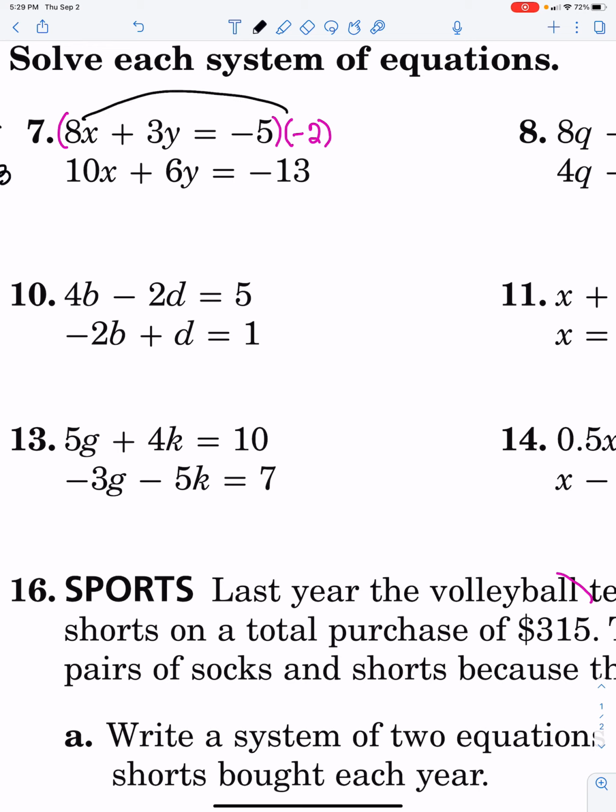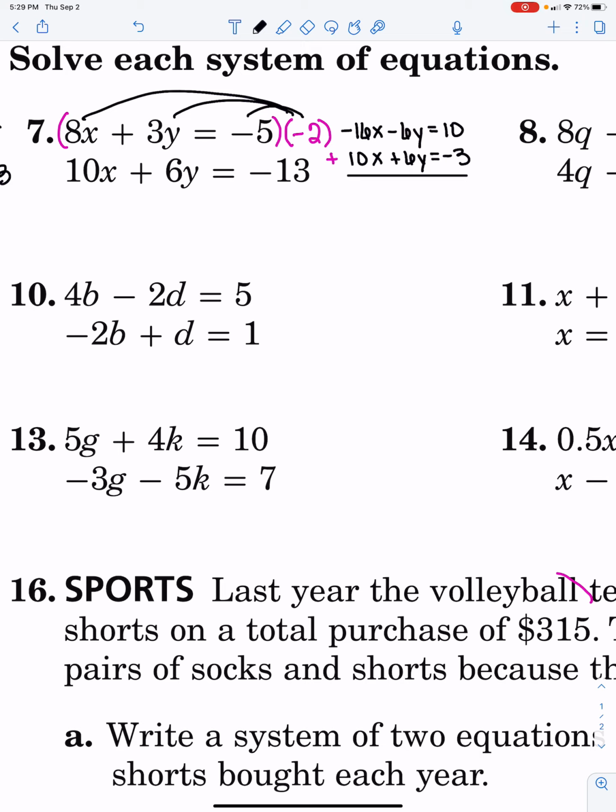-2 times 8x would give me -16x. -2 times 3y would give me -6y, equals -2 times -5 gives me +10. The B equation at this point I'm not going to change because it has that +6y that I need to cancel out or eliminate. So I have 10x plus 6y is equal to -13. Now I can take those two equations, A and B, and add them together.